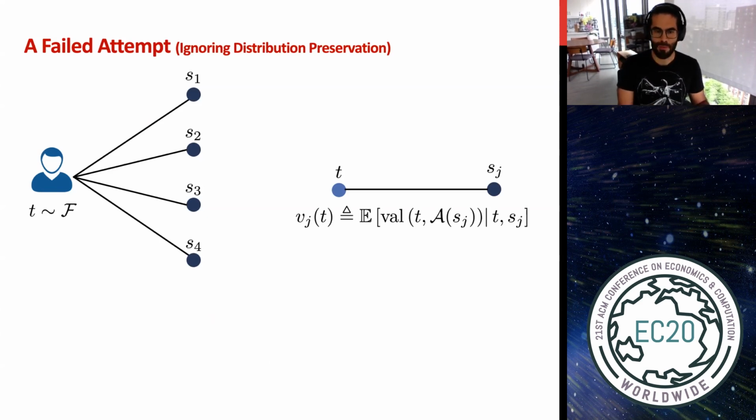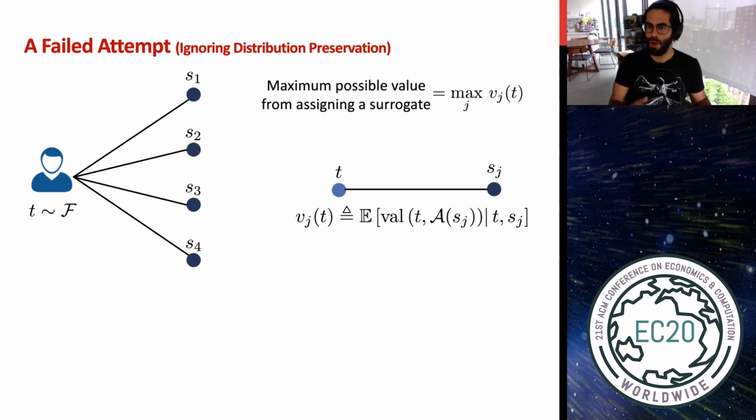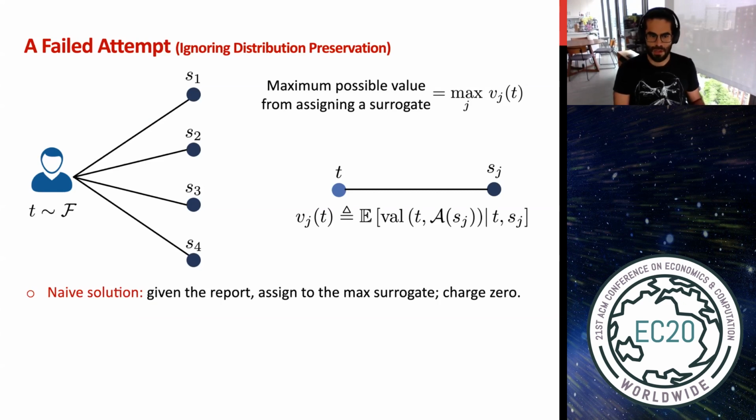The simplest thing that comes to mind is the following. Why don't you just calculate the maximum value here, and give that surrogate for free to the agent? And definitely by definition, this is going to be an incentive compatible mechanism. There is no payment, payment is zero. At the same time, it achieves the maximum welfare among all the possible surrogates that you could assign to this agent. So in terms of welfare, this seems to be the best thing you can do. What can go wrong here?